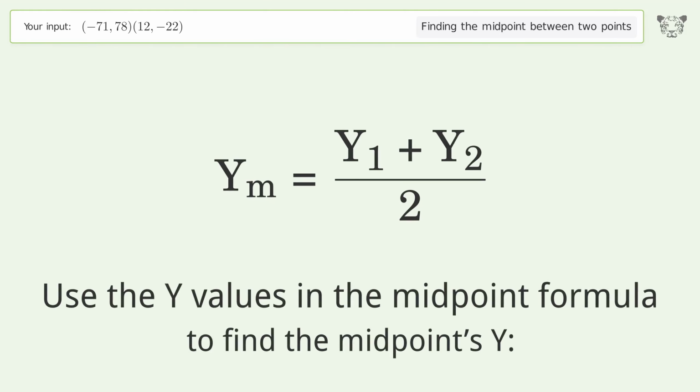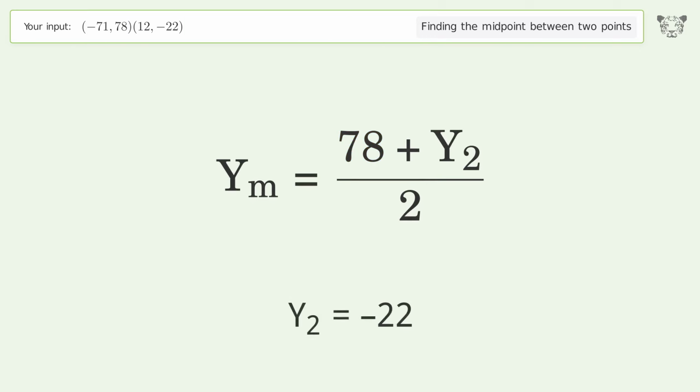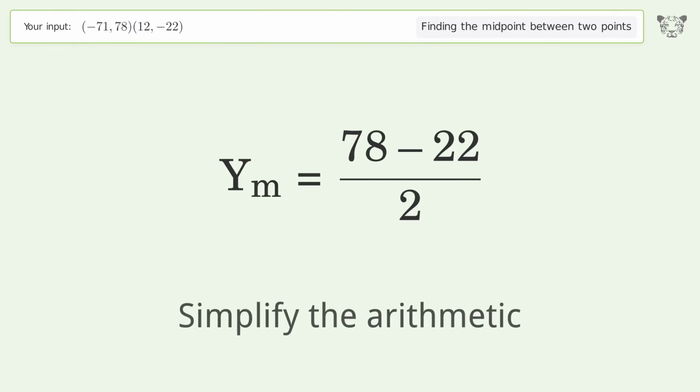Use the y values in the midpoint formula to find the midpoint's y. y1 equals 78. y2 equals negative 22. Simplify the arithmetic.